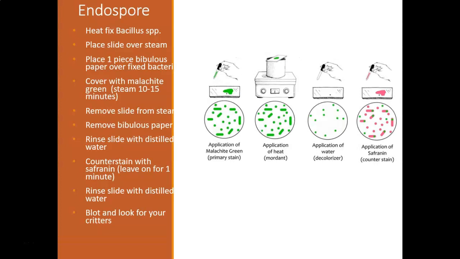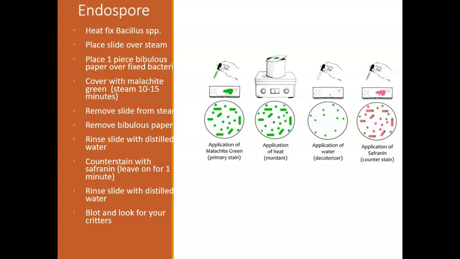So again, we're going to do a technique similar to the acid fast stain where we aseptically transfer the bacteria to a slide, heat fix the bacteria, and then we take the bibulous paper, put it onto the slide over the fixed region, place the slide with the bibulous paper on the steam bath, and cover the bibulous paper with malachite green. We steam for 10 to 15 minutes, and again, you do not let that stain go dry. So you have to continuously drop more malachite green about every minute or so.